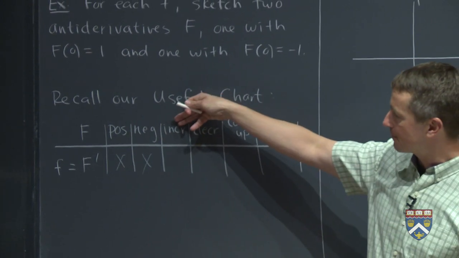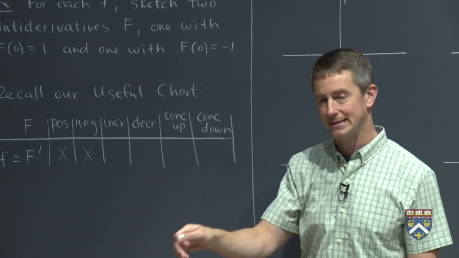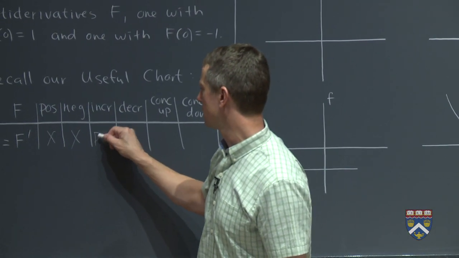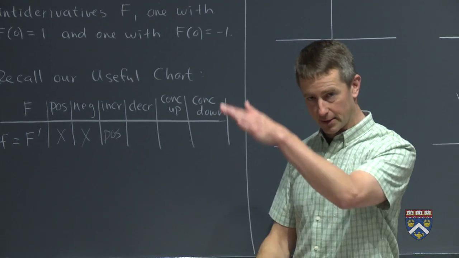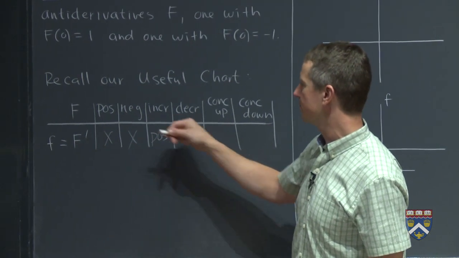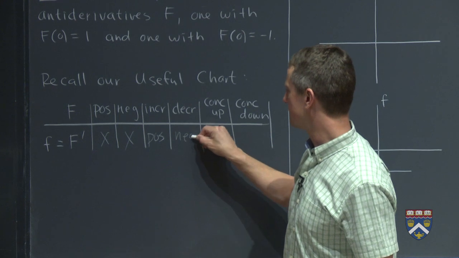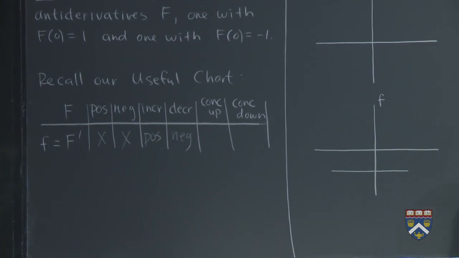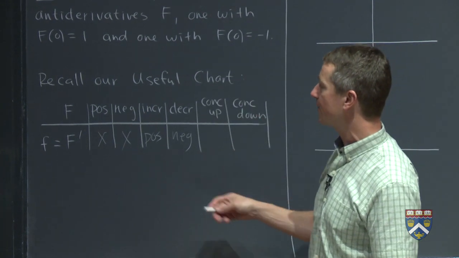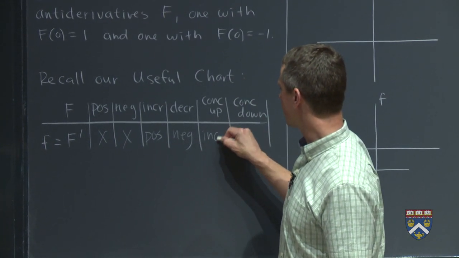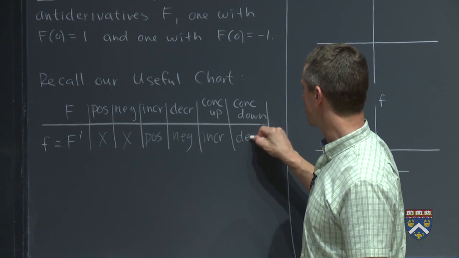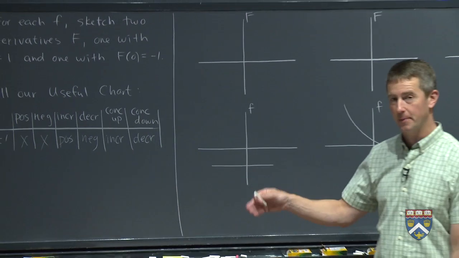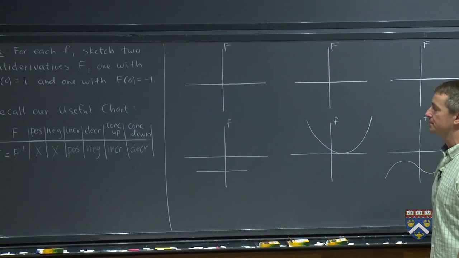On the other hand, if capital F is an increasing function, what does that tell us about the slope of capital F? That tells us it's got to be a positive slope. And if capital F is decreasing, that means the slope of capital F, meaning capital F prime, is negative. And then these next two were actually just the way we defined the words. We defined f being concave up as f prime being increasing, and f was concave down when f prime was decreasing. So you might find it handy to look back at this chart while we're sketching our antiderivatives here.